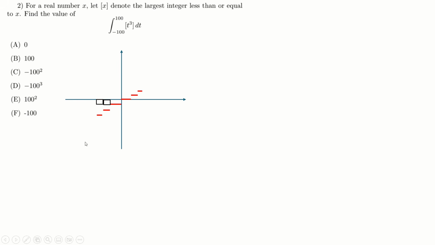All of the stripes do the same thing. They just cancel one area, or not one area, but one height, a box of one height getting smaller and smaller, all the way down to minus 100. And so the area here is just 100, but of course the integral would be minus 100 because it's underneath the axis. And so the answer there will be minus 100.